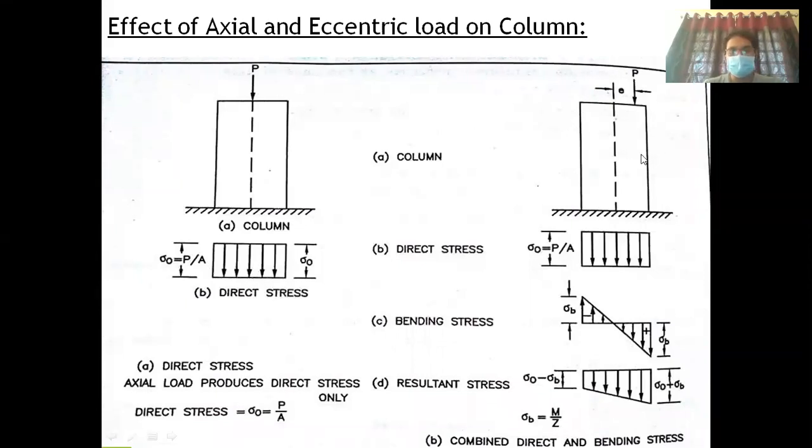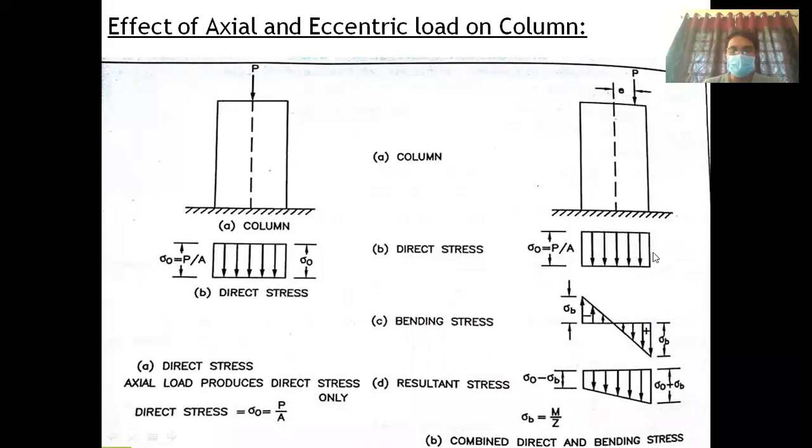Coming to the same column, when it is subjected to a load which is not through its center, the load makes some eccentricity from the center of gravity of the section. So this load makes the member have an eccentric load. What happens due to this eccentric load? Here two types of stresses will develop. One is a direct stress. Why is direct stress again coming into the picture?